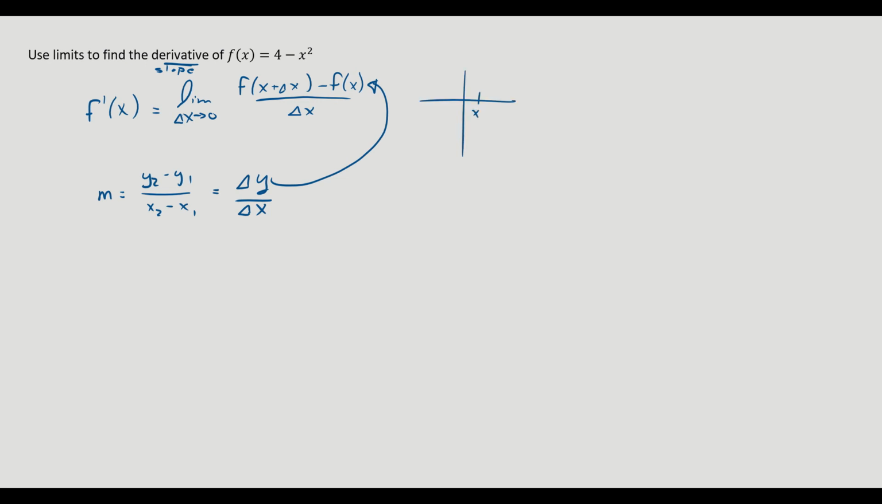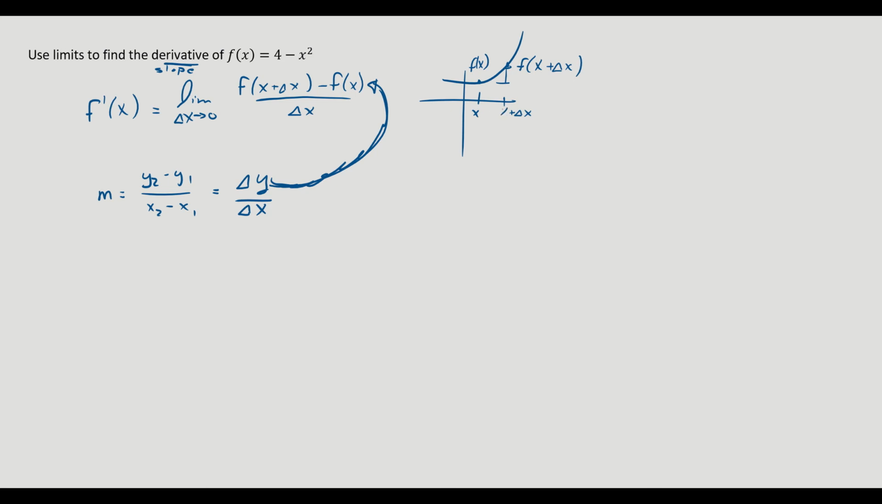Okay, so if my first point is at x and I have my curve, and I move over a certain change of x, I can just relabel this point x plus change of x. And then my y values, well, the first one, f of x, because you just plug in x into the function, and then the second one would be f of x plus change of x. And so, of course, to find the difference between these points, you would just subtract them. So when I say that change of y is the same as f of x plus change of x minus f of x, we can see why.